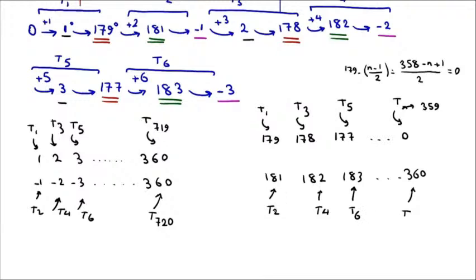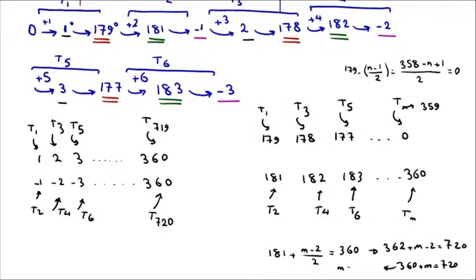So, here, as you can see, again, if we want to use that, you say 181 plus, look, 4 minus 2 over 2, 6 minus 2, 4 over 2, 2, 180 plus. You say, for example, if it is m minus 2 over 2 plus 181 is 360. So if you multiply by 2, it will be 362 plus m minus 2, equal to 720. So m minus 2 is 358 plus m equal to 720. So m equal to 360.